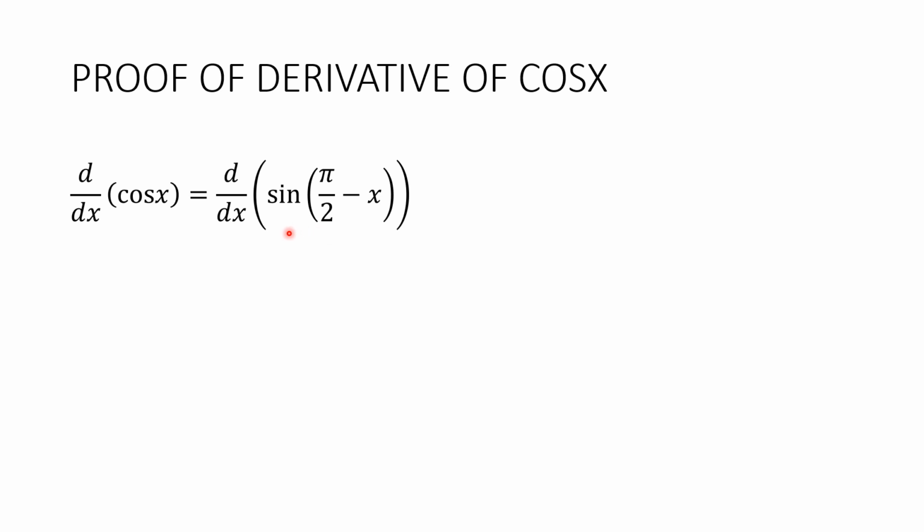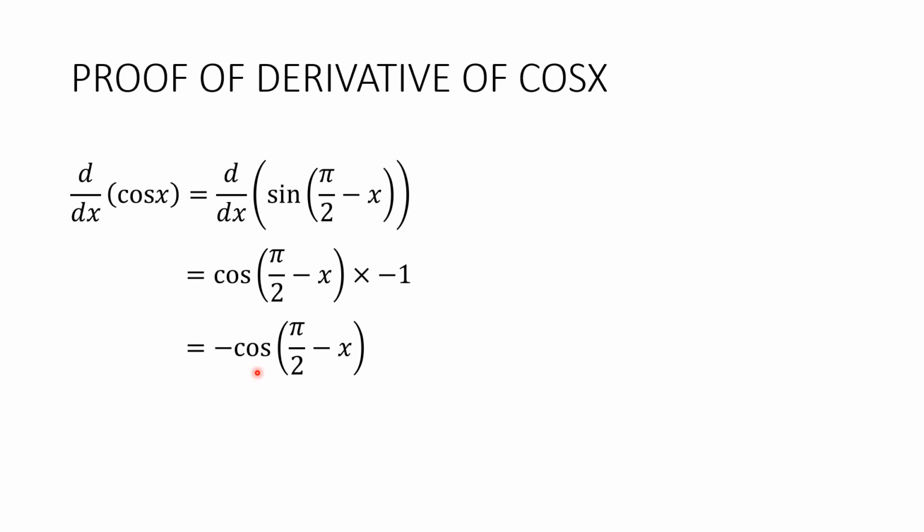Outside function is sine x, inside function is a power rule. So the derivative of sine of pi on 2 take away x is cos of pi on 2 take away x multiplied by the derivative of that inside function, which is negative 1. So it becomes negative cos of pi on 2 take away x, and this of course is sine x. So the derivative of cos x is negative sine x.